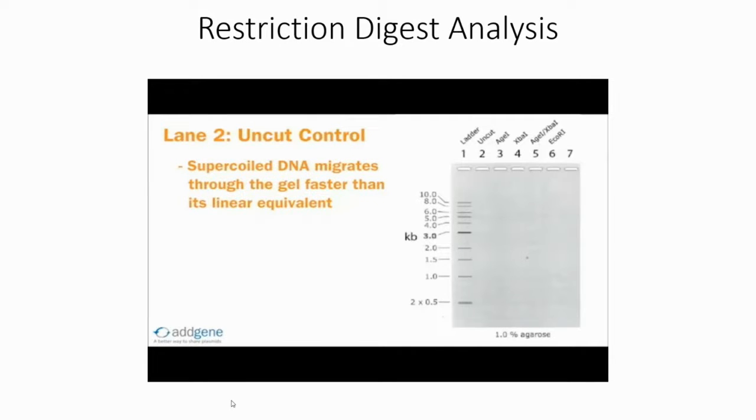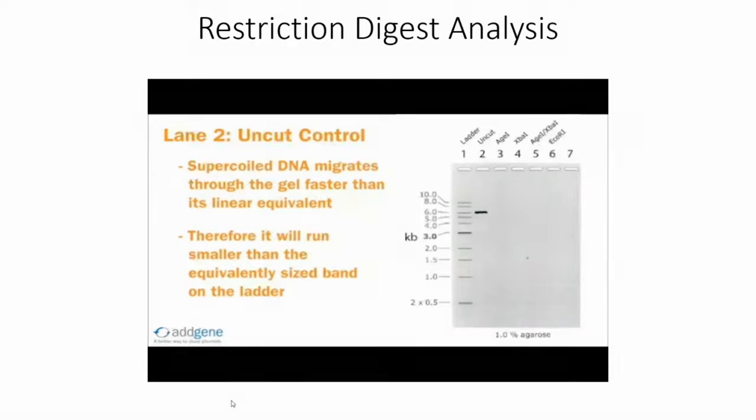This is because it experiences the same amount of electromotive force, but less resistance due to friction. As a result, it runs a little smaller than the equivalently sized band on the ladder. This plasmid is 7.5 kilobases. So let's draw the supercoiled band right below the 7.5 kilobase pair mark.